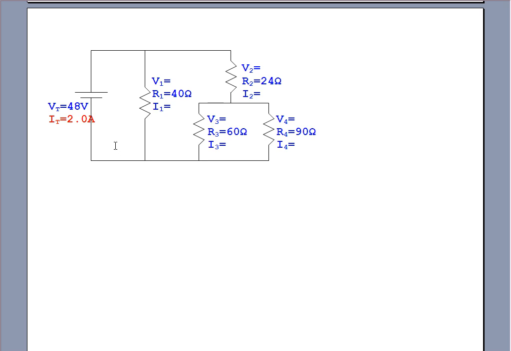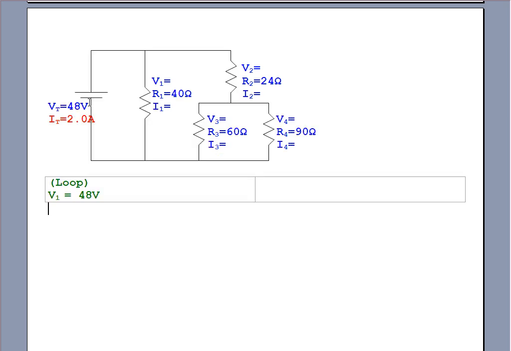But what I could do is look here and go, hey, there's a nice little loop right there. If you gain 48 volts in the battery, one option is to go through number 1 and then go back to the battery, and you have to spend all your money. So that's got to be a 48 volt drop. So I can go and pencil that in.